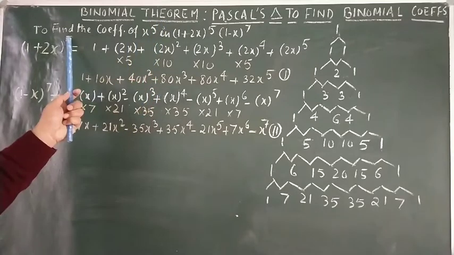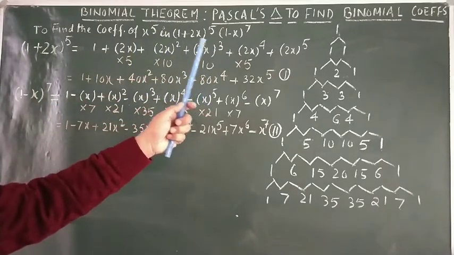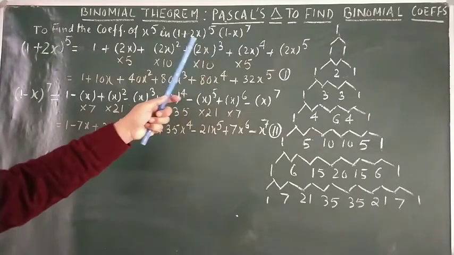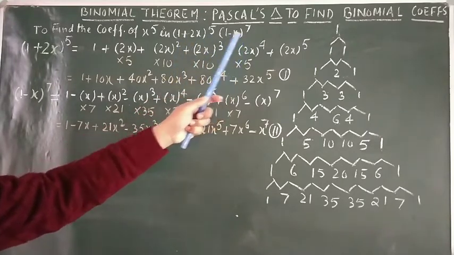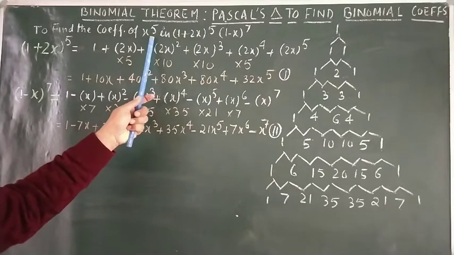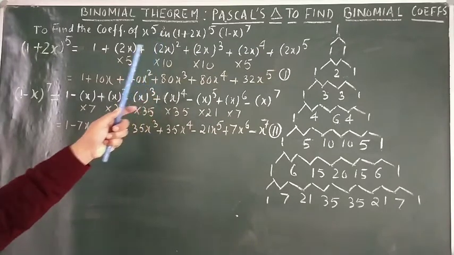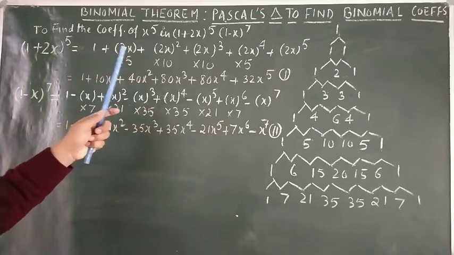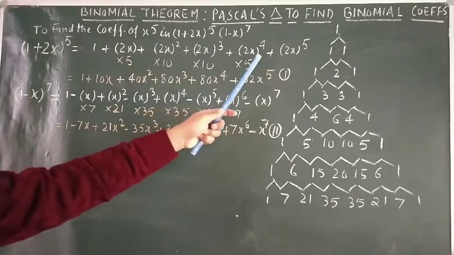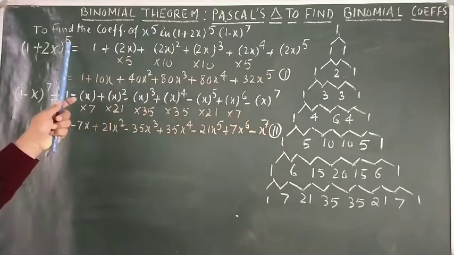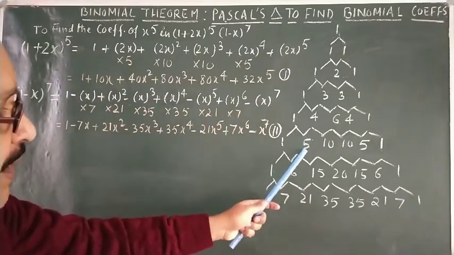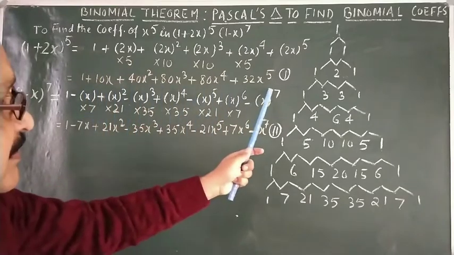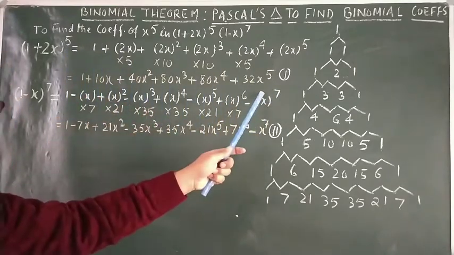So this is the problem, a tough, time-taking problem: 1 plus 2x to the power 5 into 1 minus x to the power 7. Find the coefficient of x5. Very tough problem. Starting from 1 plus 2x to the power 5: 1, 2x square, 2x cube, 2x4, 2x5. After that, for power 5, the coefficients 5 10 10 5, and we get this. The expansion is over. Quick expansion.